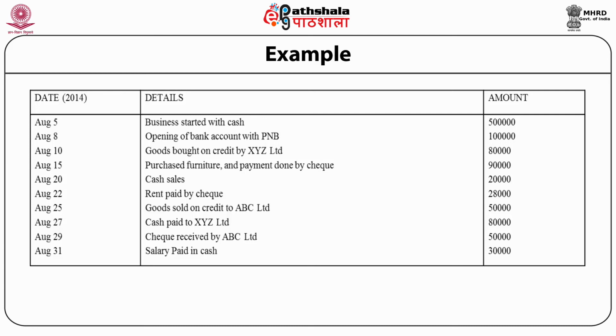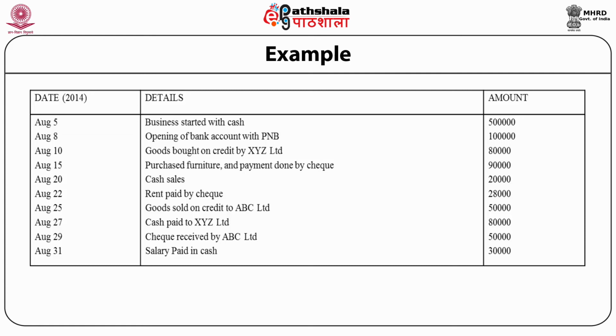Capital account, credit side, August 5, cash rupees 5 lakhs. Bank account August 8, on debit side, cash 1 lakh. Credit side August 15, office furniture rupees 90,000. Credit side August 22, rent 28,500. Purchases account debit side August 10, XYZ Limited rupees 80,000.